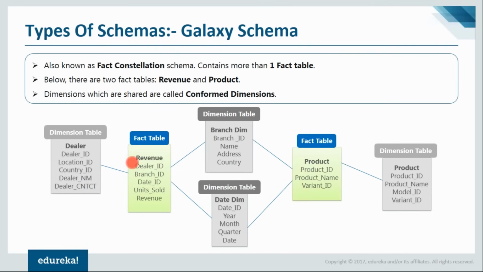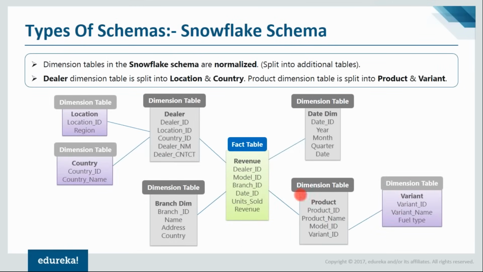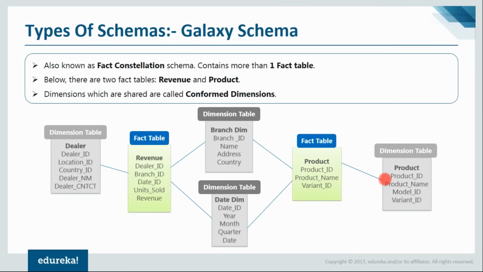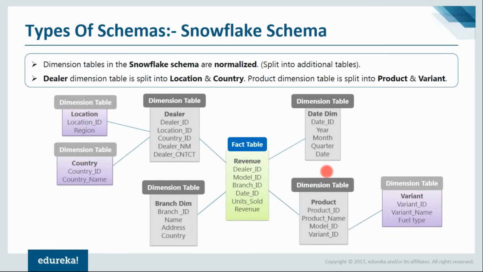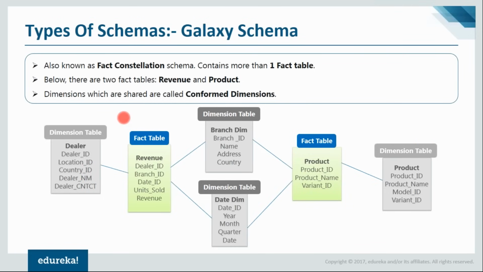Correct? So to help you understand this in a simpler fashion, I've broken down this product into another dimension table, right? Earlier we had one product table here, and here we've broken this product table down further with respect to product ID. Correct? So that's the whole concept here. If you have more than one fact table, then it's called a Galaxy schema. So this would probably help you understand. Correct? So revenue and product are the two fact tables, and the dimensions which are shared are called conformed dimensions. So these two dimensions which are shared by more than one fact table are called conformed dimensions. Correct? So that's the whole concept of Galaxy schema.